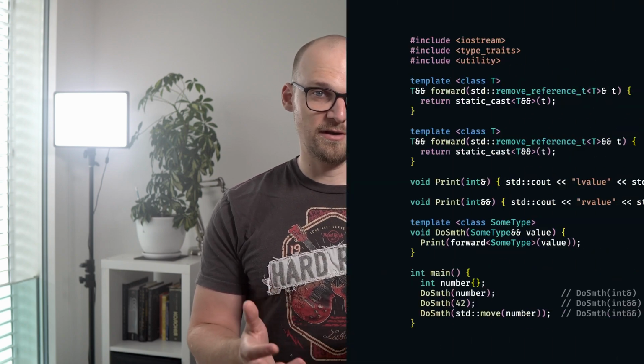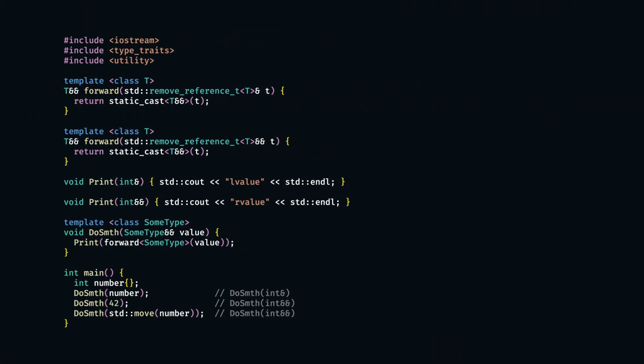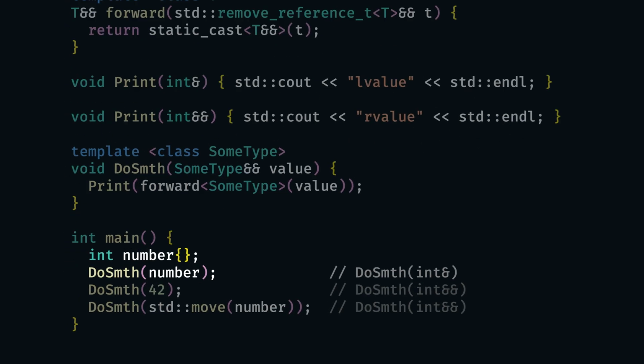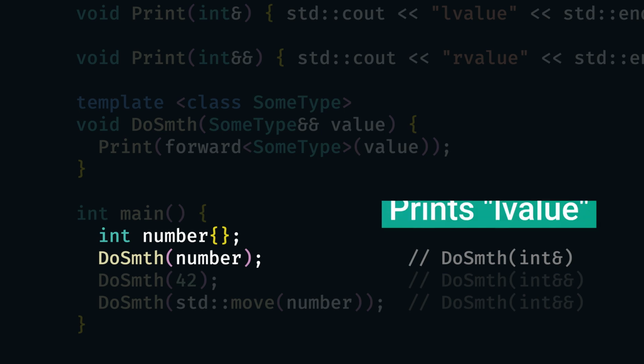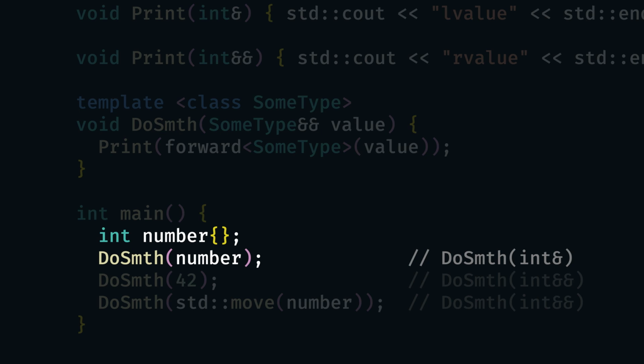To see it in detail, let us illustrate what happens when we pass arguments of various types into our forward function using the forwarding reference. Here we use a simple print function overloaded for lvalue and rvalue references. We then pass a number of arguments into our doSomething function from main. We can observe that passing a variable number as an argument prints lvalue, which is what we expect. So let's dig in and understand exactly why it works.